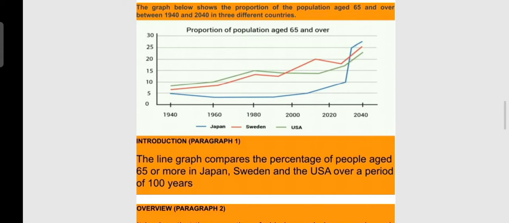The line graph compares the percentage of people aged 65 or more in Japan, Sweden and the USA over a period of 100 years. Okay, 1940 to 2040, so 100 years time, how much is the percentage of aged people 65 or more in Japan, Sweden and USA. This is the introductory paragraph.